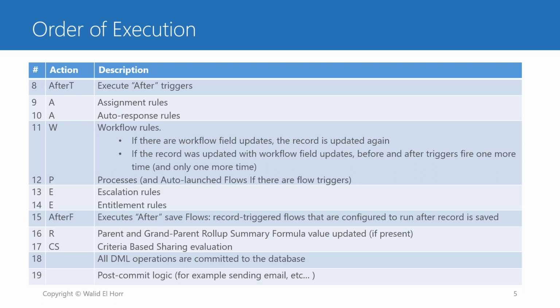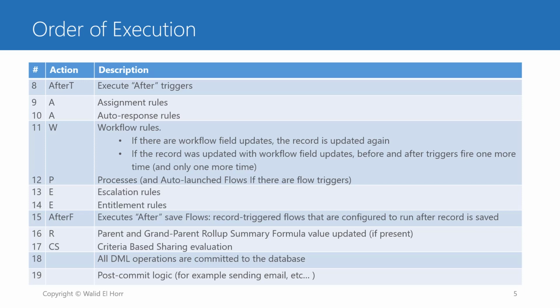Step 13 and 14 is running the escalation rules and the entitlement rules. Escalations and entitlements are features of the case object. Escalation rules will run first, then entitlement rules will follow. Step 15 is executing after save flows, which are record triggered flows that are configured to run after the record is saved.